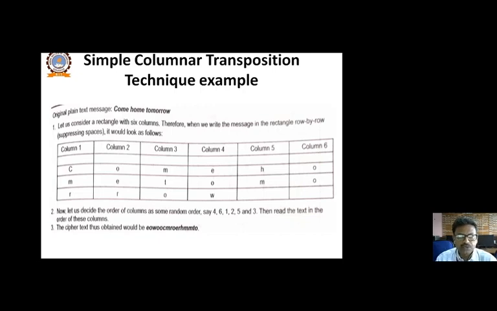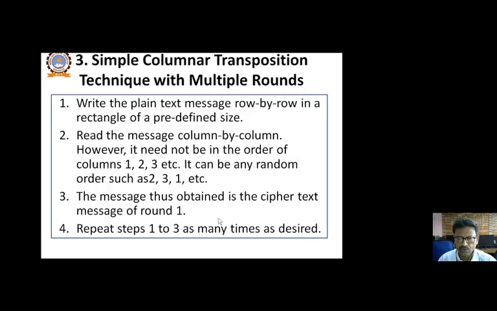So "come home tomorrow" will be written in the form COMEHO MOETO, and after writing the matter in the sequence of rows, we read it column by column. Of course, as already said, some random order may be suggested. It is not necessary that you always consider the column sequence as 1, 2, 3, 4, 5, 6. But you can consider here, I have considered 4, 6, 4, 6.